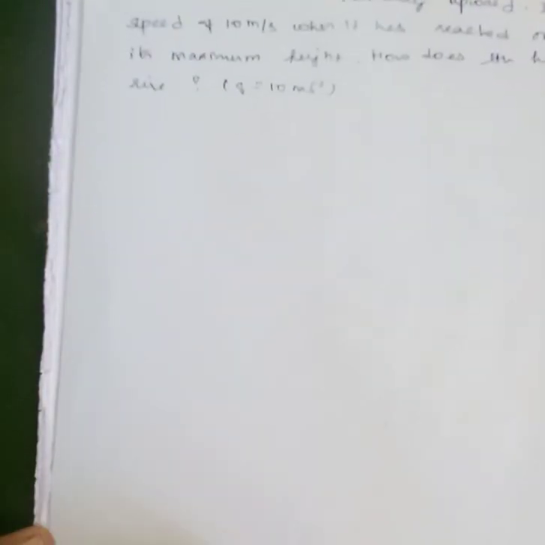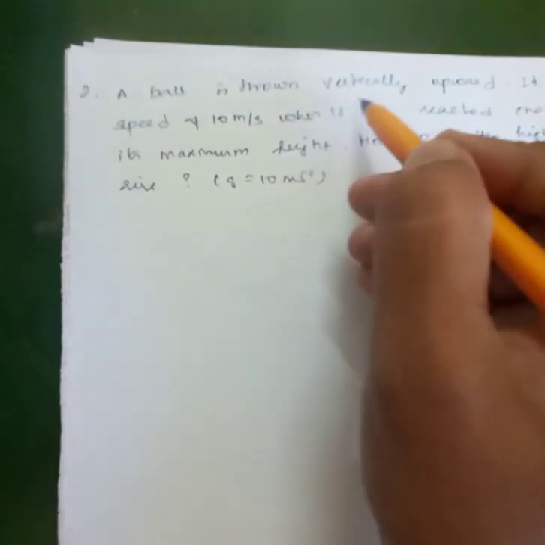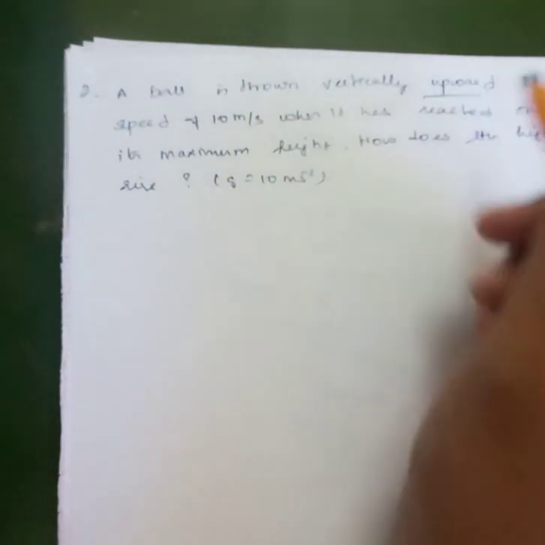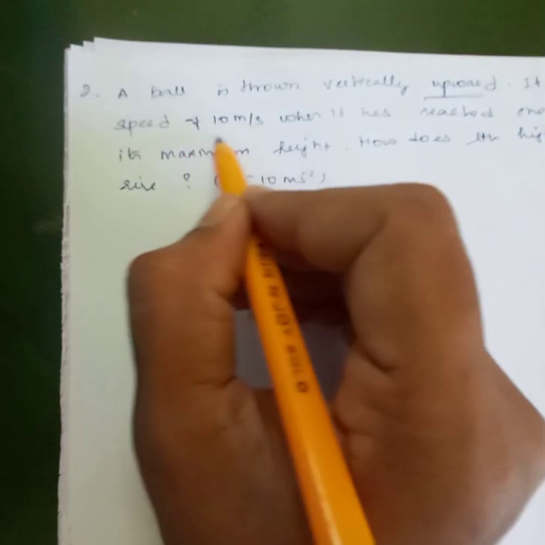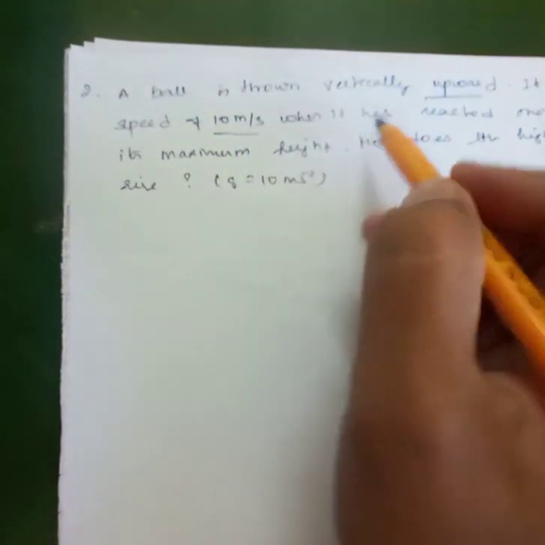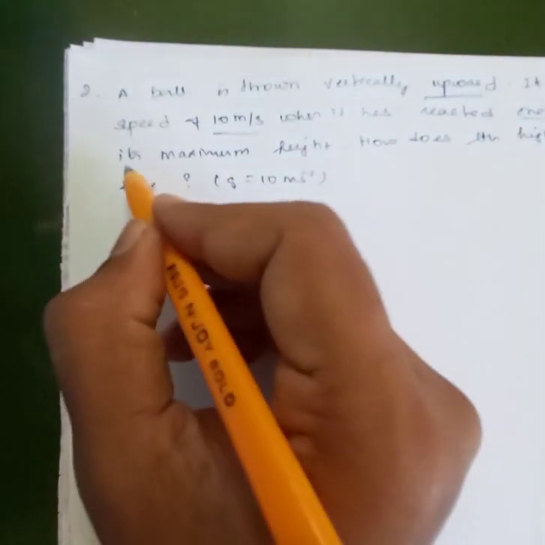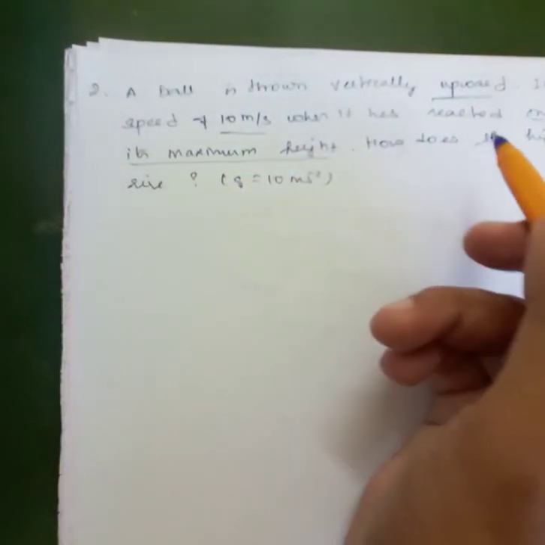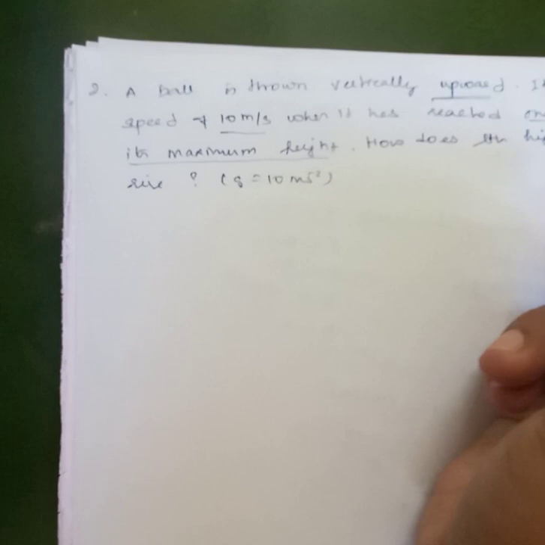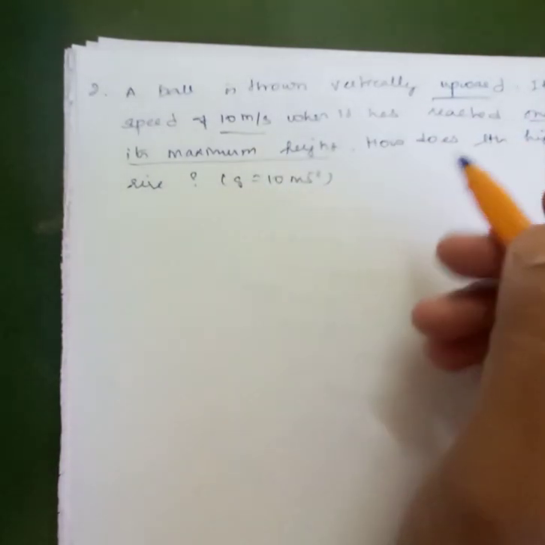So the next question is another type, where the answer depends on g. The ball is thrown vertically upward. It has a speed of 10 meter per second. It has reached 1/2 of its maximum height. What is the height the ball rises?